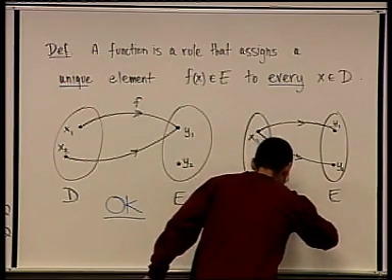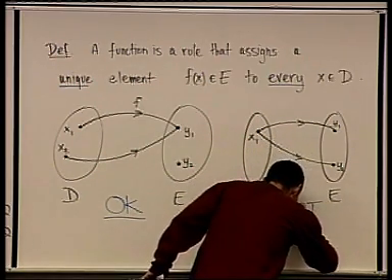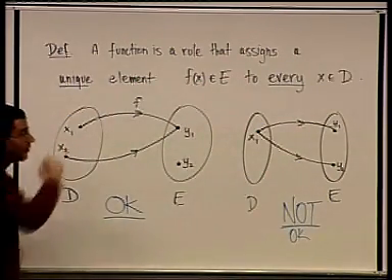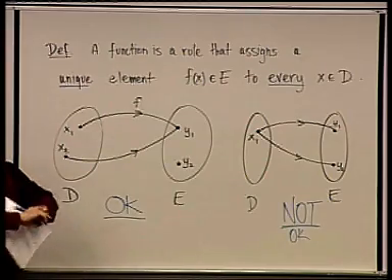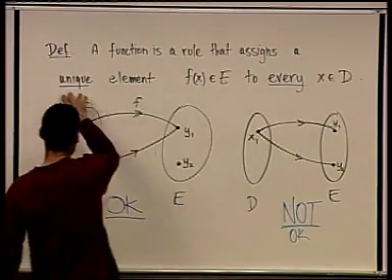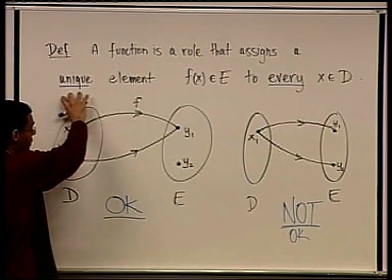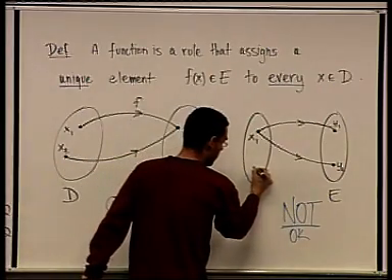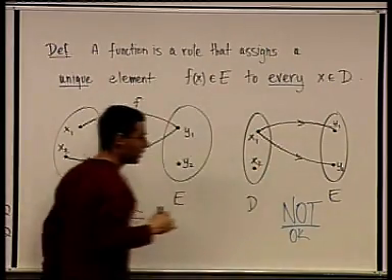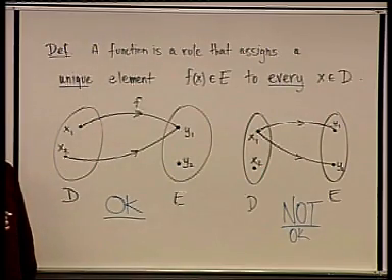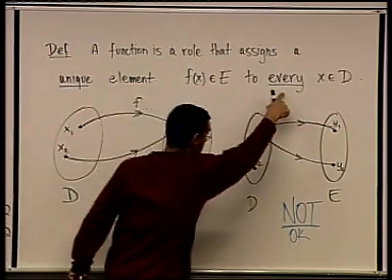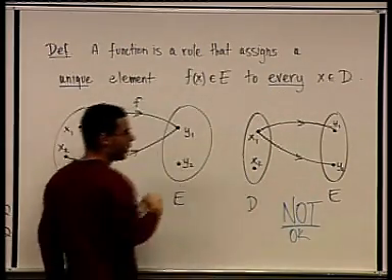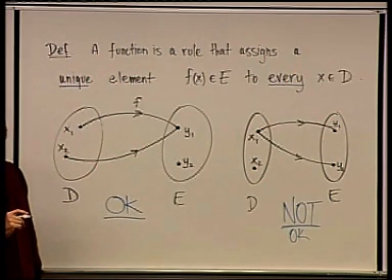Big no-no. Not okay. Okay? This can never happen in a function. Another thing that can never, this cannot happen because it contradicts this unique word in the definition. Another thing that can never happen is this. A sad x in the domain. Every x, the function has to tell you what to do to it. There cannot be an x with no arrow coming out. Do you agree?